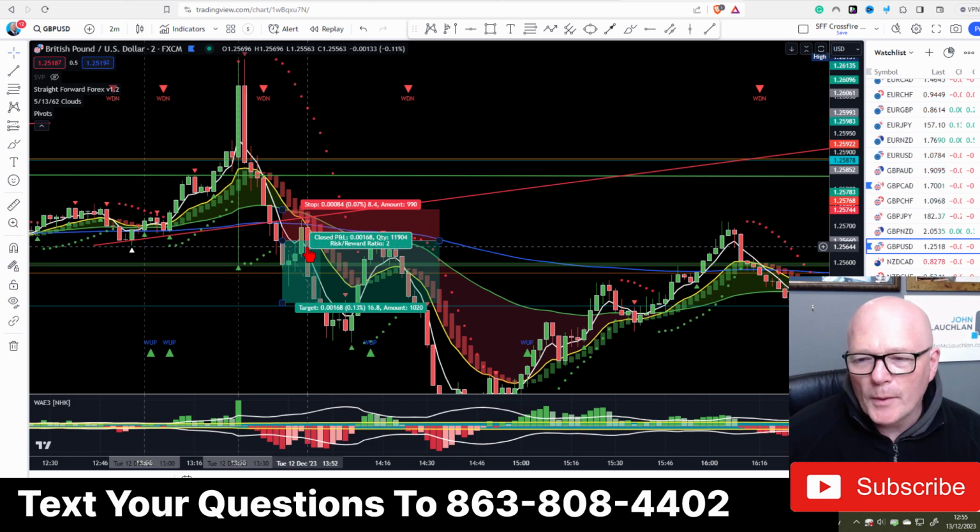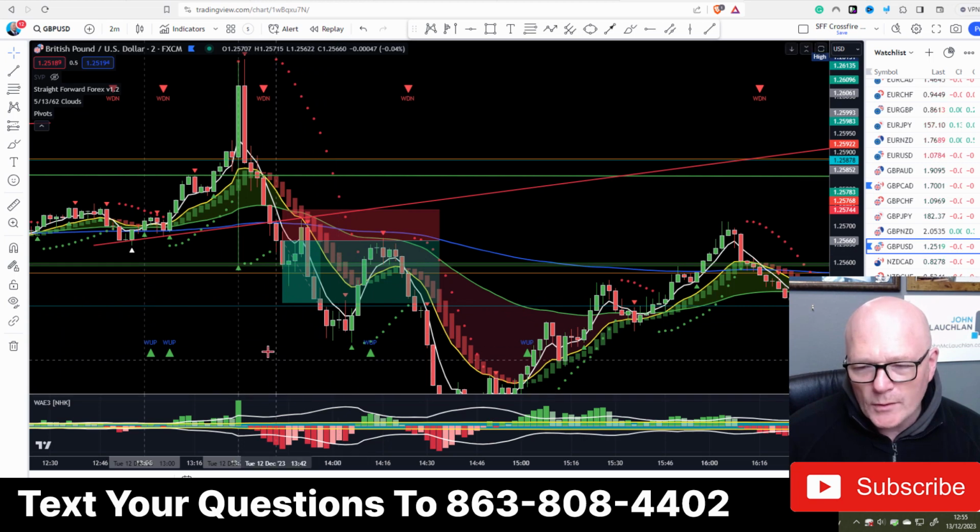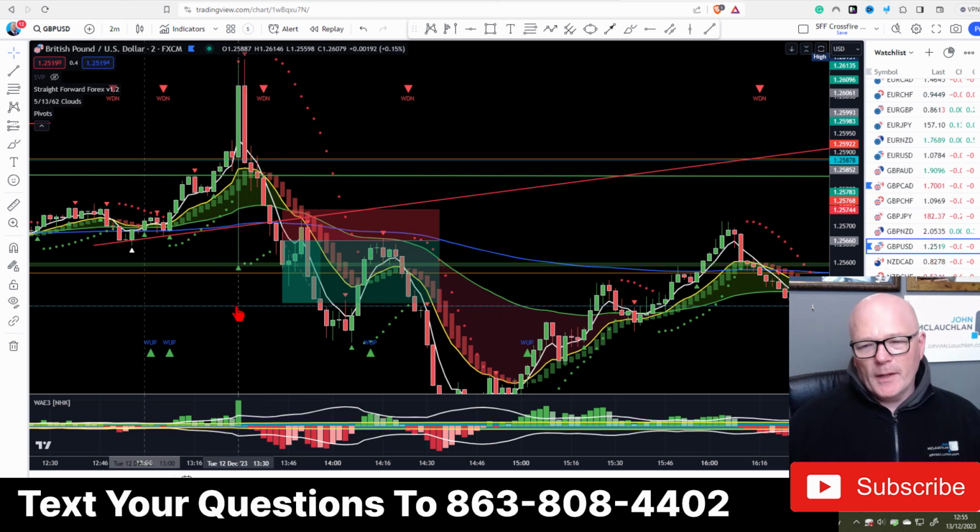Again, 8.4 pips, 1 to 2 ratio, 16 pips profit. And yeah, we could have taken more, but what I was looking at here was the point of interest, and I just like to go conservative with that and then take the profits above it. And if it's about 1 to 2, you've got a really nice scenario for a good trade.